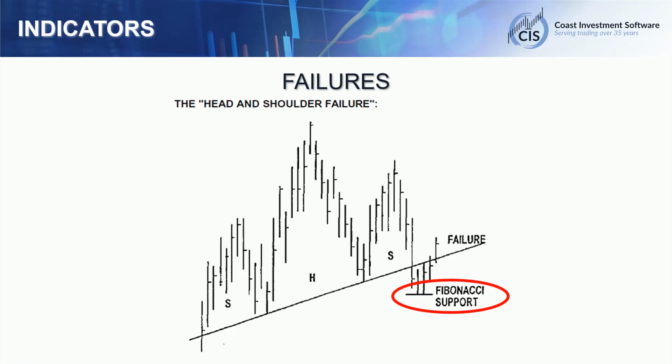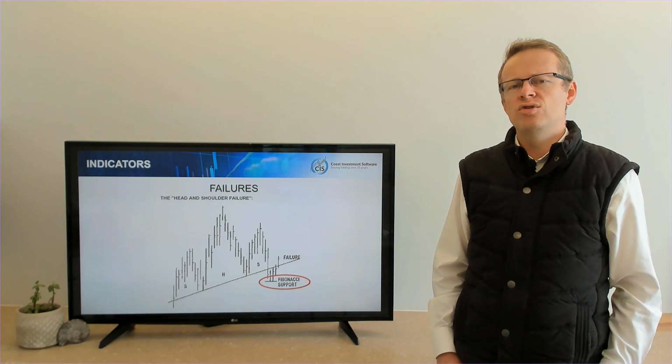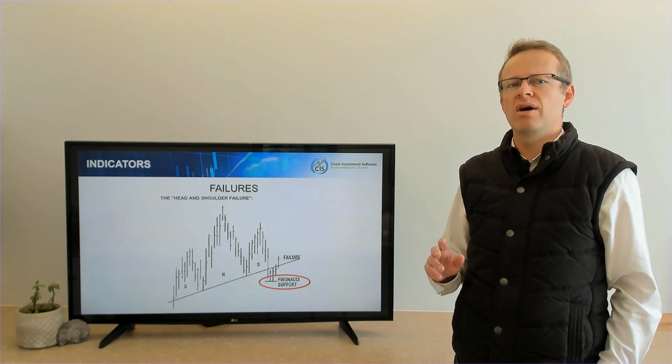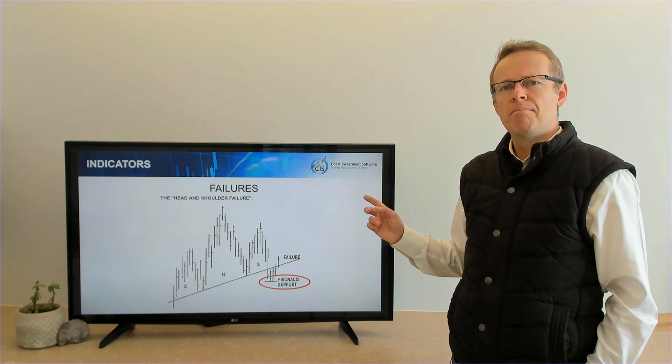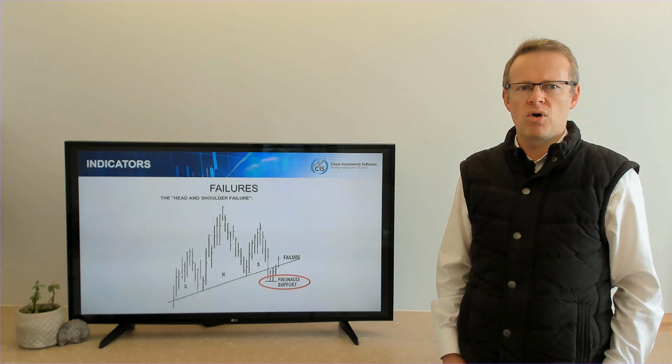Remember, we're talking about context for trading, using lagging indicators to get a feel of whether we want to be long or short the market. So failure is a very potent signal that can give us context of what to do in the market.